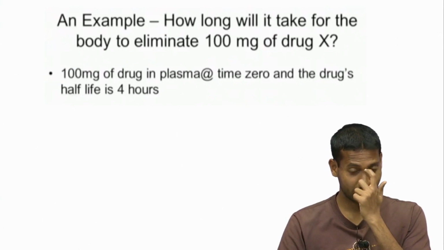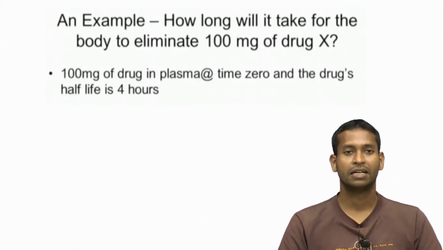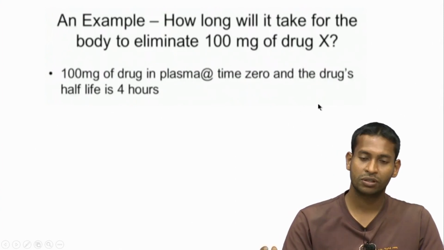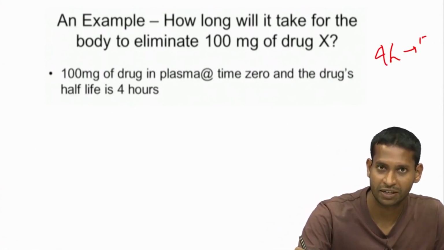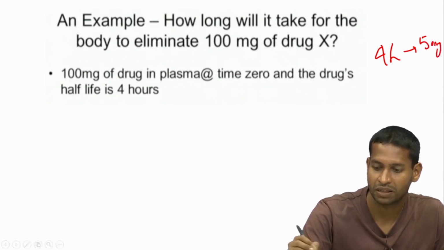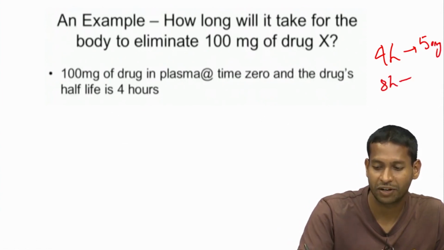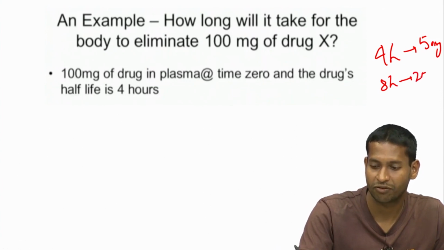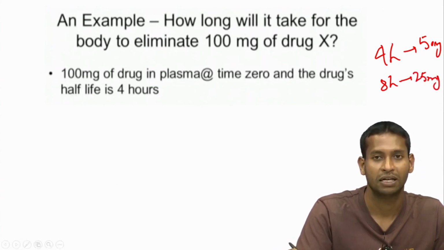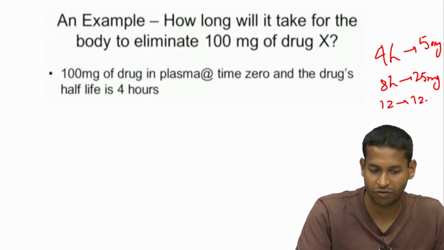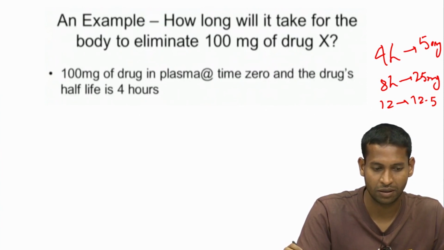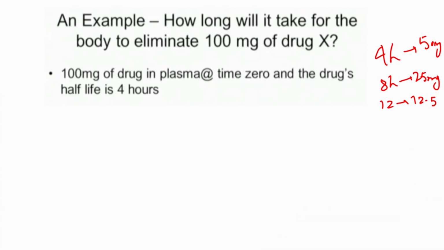There are two ways to do this. One, you can do it empirically. If the half life is 4 hours, then in 4 hours the drug amount will reduce to 50 milligram. In 8 hours this is going to reduce by half again, so it becomes 25 milligram, and then in 12 hours it is going to become 12.5.